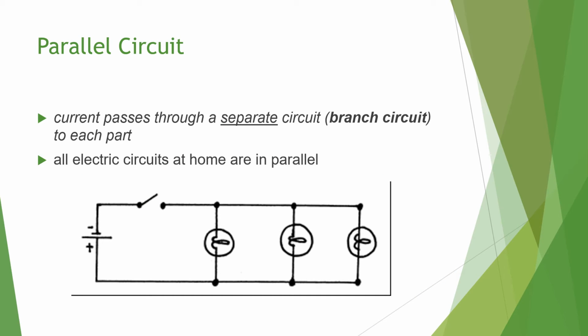Okay, so now we're going to look at parallel circuits. In a parallel circuit, current passes through a separate circuit. We know that in a parallel circuit, there is more than one path for the electrons to flow, or for the electricity to flow. Circuits at home are in parallel. Remember, this shows that the electrons can flow out the negative. They can come this way, they can go this way, or they can go this way.